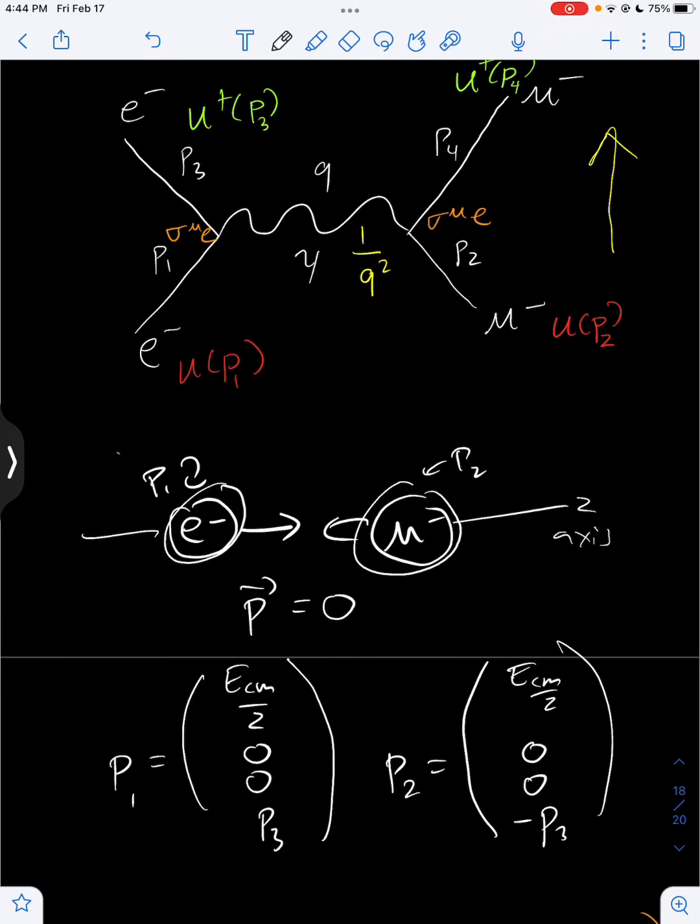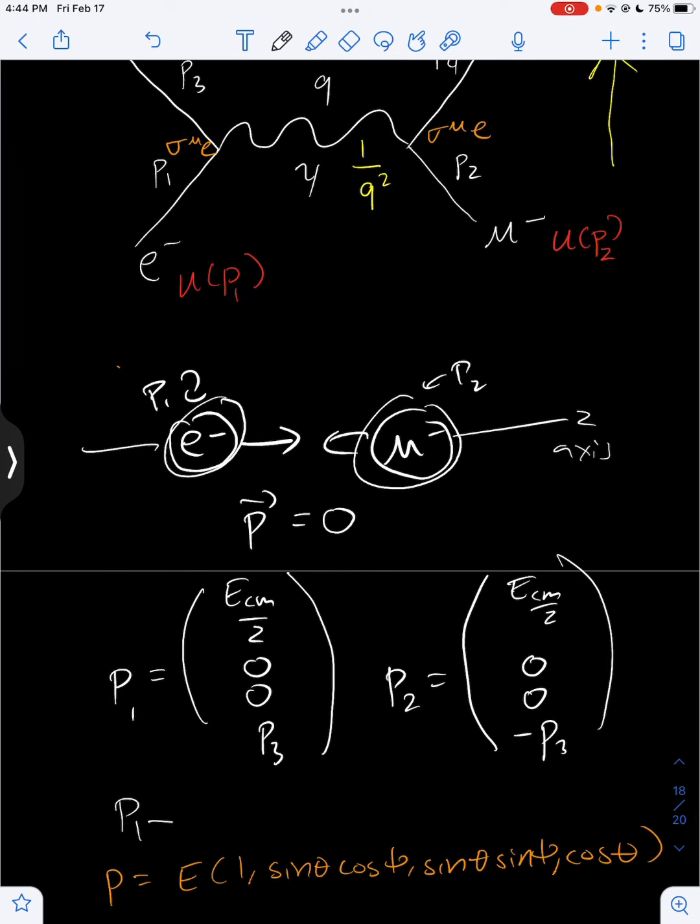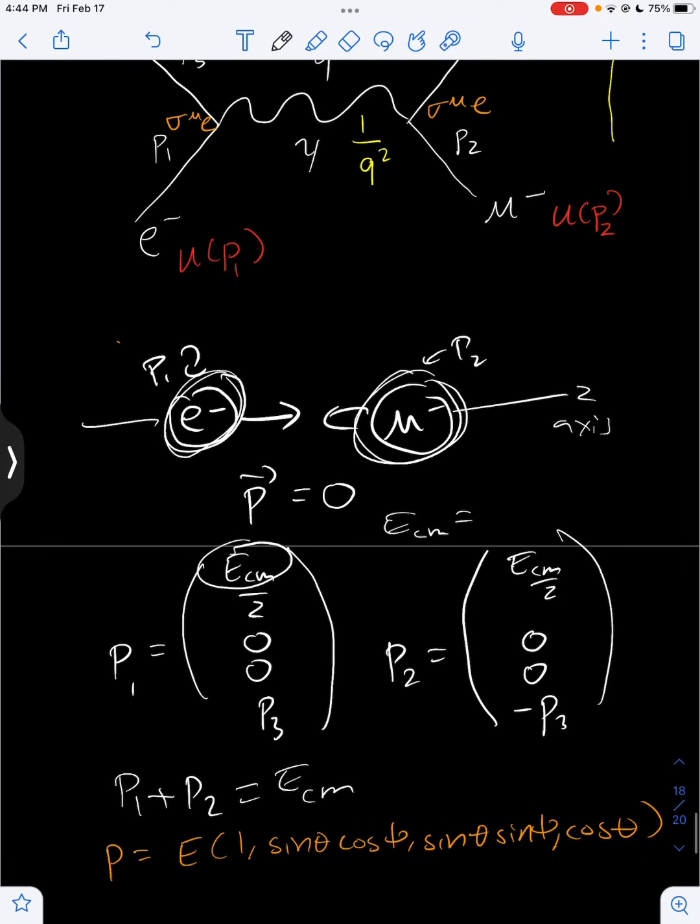So if we were to add these two vectors together, P1 plus P2, we are going to have ECM as a result. And ECM is the center of mass energy, which is equal to the combined energies of each individual particle in our scattering process. So I hope that makes sense.